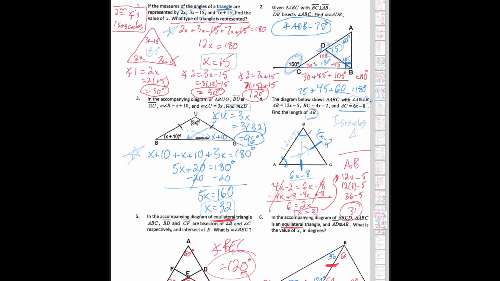So when I do that, I get x equals 3. We're then looking for the length of AB. So I have to plug into AB here. I do that, and I get AB is 31.